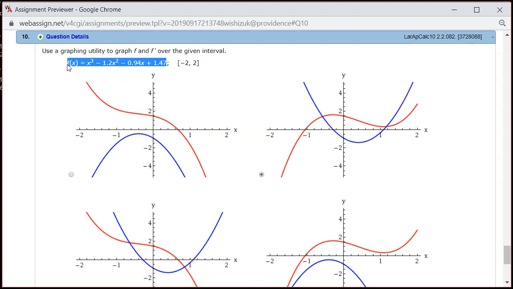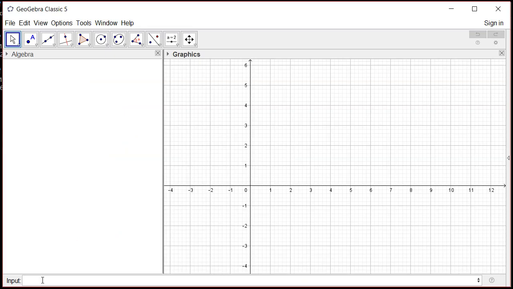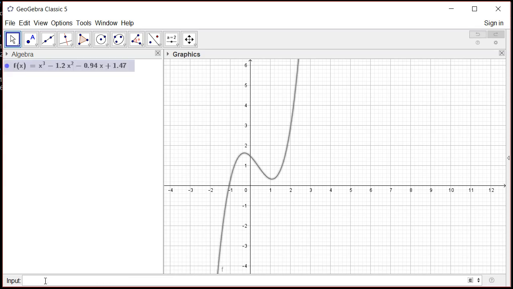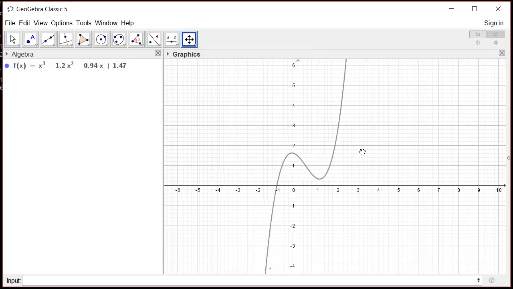Control C. And then I'm going to open up GeoGebra here, and I'm going to just hit Control V to paste it. It doesn't really work perfectly, but we can easily fix that. So you have x cubed, and here's x squared, and hit enter. So this is the original function. We can move this and put it right in the middle if you want.